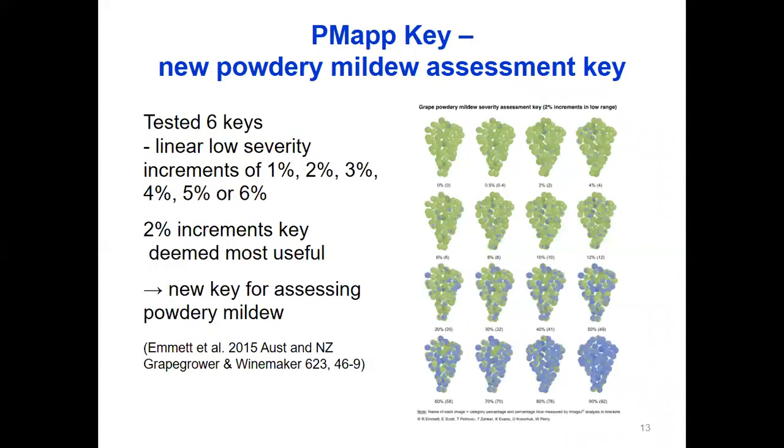We also worked on developing a consistent key that we could make available to users. And this was developed through a series of workshops with our project steering group. Our members tested 6 keys in laboratory conditions, and these keys had increments of 1, 2, 3, 4, 5, or 6% severity or shading at the low end of the scale. The group determined that the key with 2% increments between 2 and 12% was the most useful for commercial purposes and for research purposes. And so we put this in the app as a new key for assessing powdery mildew.